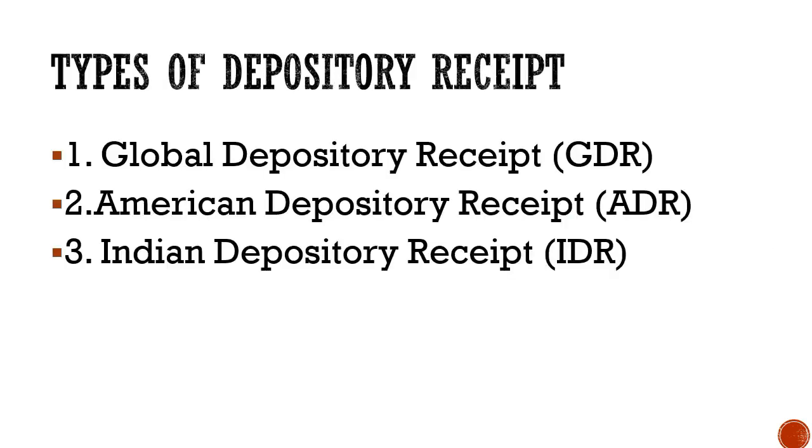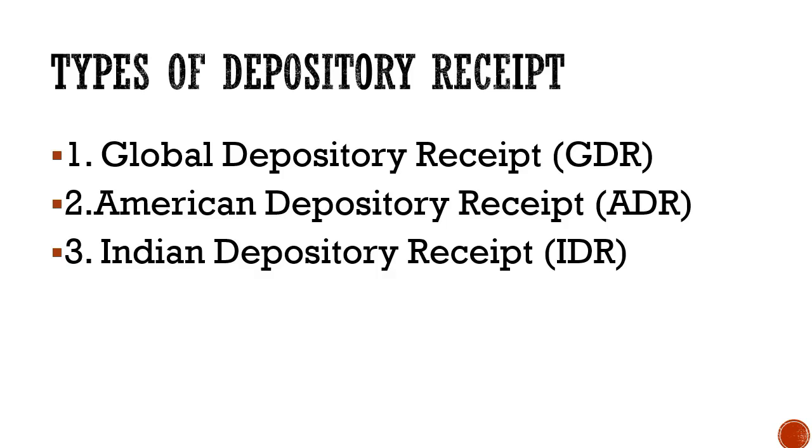Now, the next thing that we need to learn is what are the various types of depository receipts. Broadly speaking, there are three types of depository receipts. Number one, the Global Depository Receipt. Second, the American Depository Receipt. And third is the Indian Depository Receipt. They are also known as GDR, ADR and IDR.